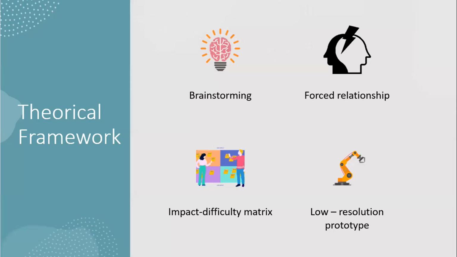Okay, next. In the theoretical framework, in this part, we use brainstorming and the force relationship to generate ideas to solve the problem. Later, with the impact difficulty matrix, we select the best idea and we finalize by making a low resolution prototype of the idea that we selected.